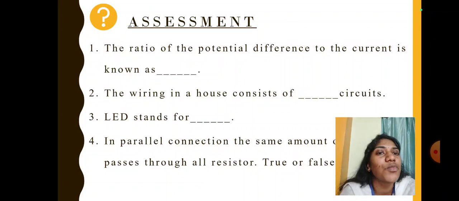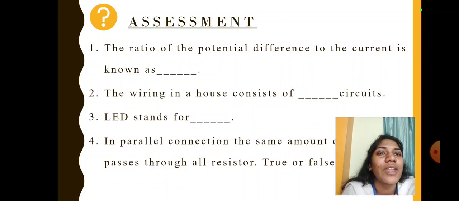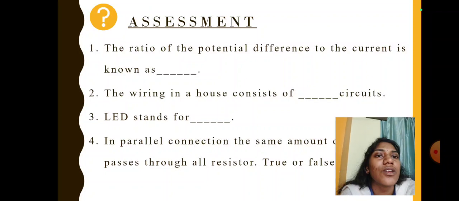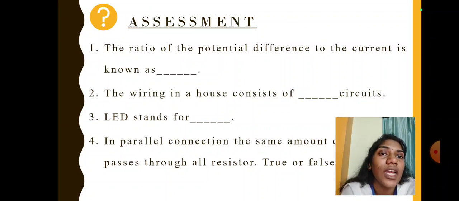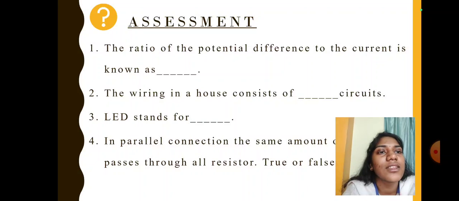Now, time for assessment. I request everyone to answer the questions. Read out the question, write down the answers, pause the video, and then play the video after a few minutes, and you will get to know the answers in the next slide.